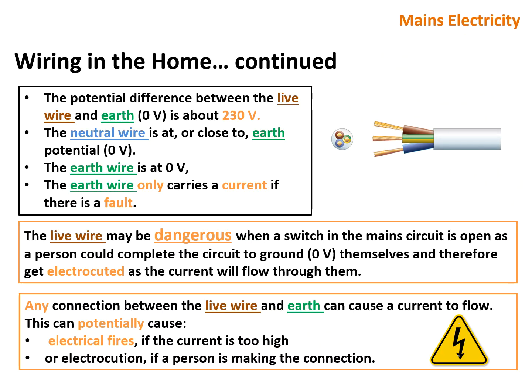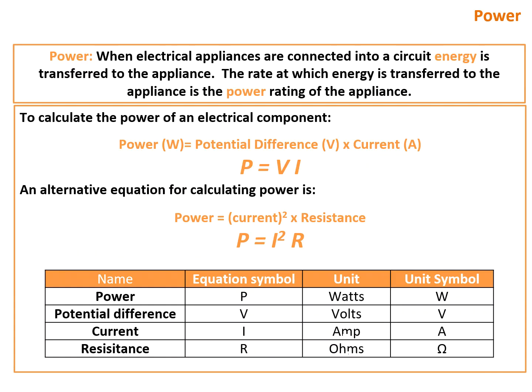So this top box here just explains all of that. The live wire is the dangerous one. That's where you could get electrocuted, and the earth can cause the electricity to flow into the ground and therefore break the fuse. So that pretty much says what we just said a minute ago. Back to the equations. Power.